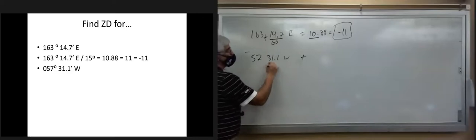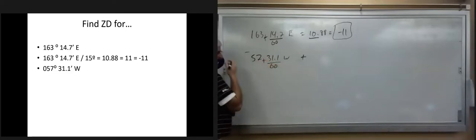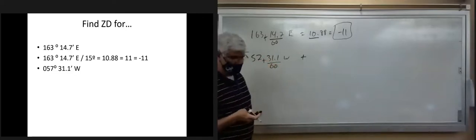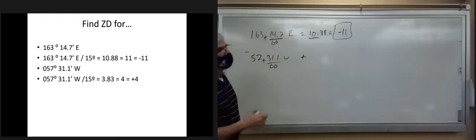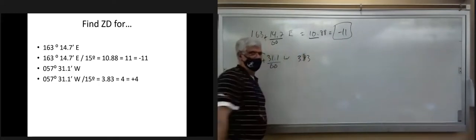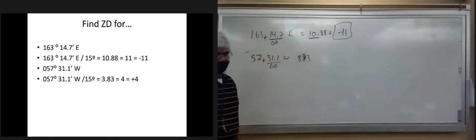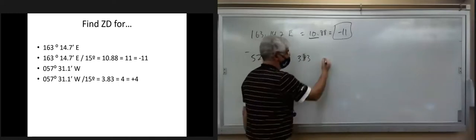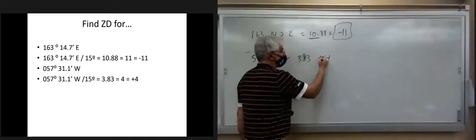I would convert the 31, divide that by 60, add those two together. And when you do that, you'll get 3.83. What are you going to do with that? You got to round it to a whole number. Up or down? What are you going to round it to? 4. And it's west? Okay.